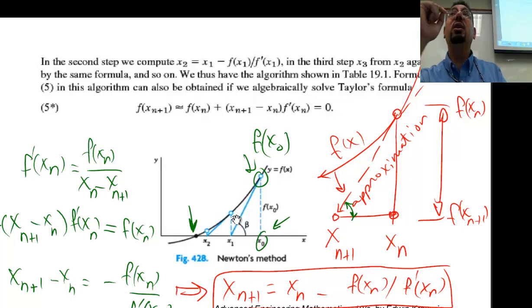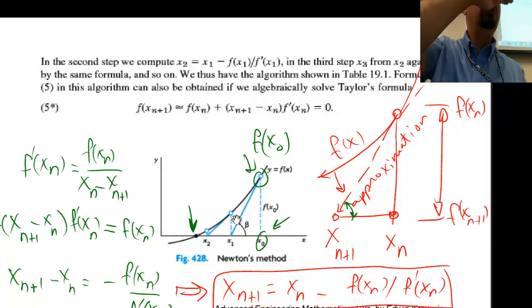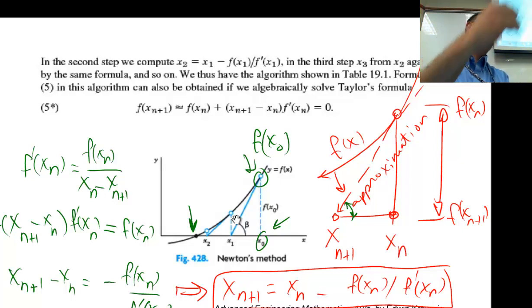So I would like you this week, in preparation for the quiz next week, to basically remember the derivative of cosine x, sine x, ln x, e to the power x. All those preliminary things may show up in the quiz next time if I tell you to use the Newton-Raphson method.